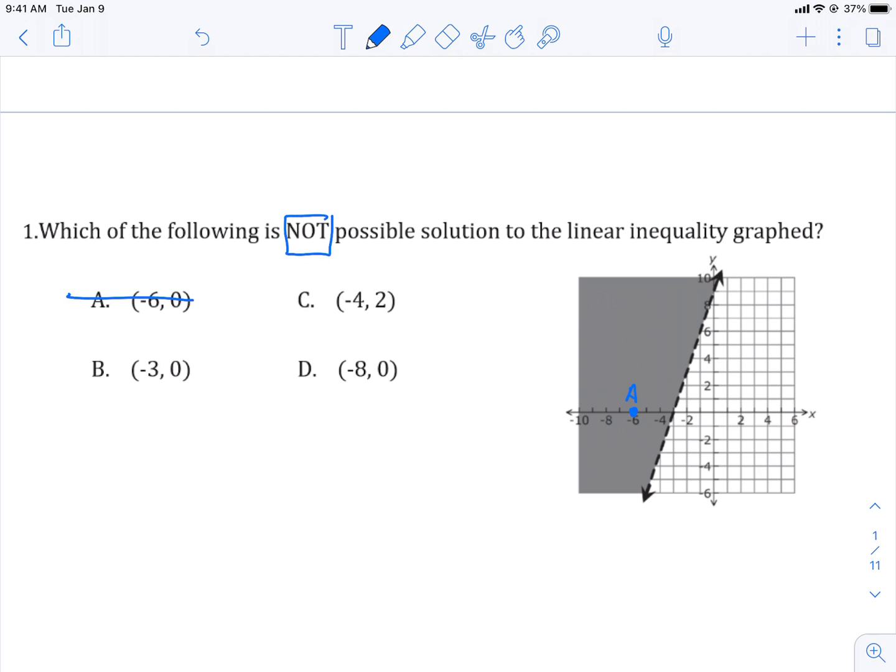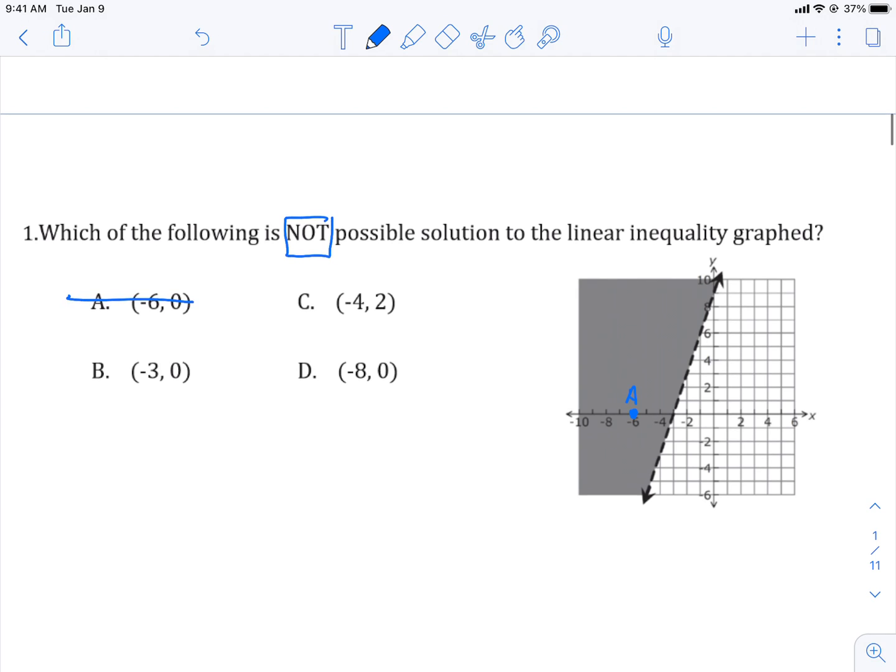Negative 4, 2. So we go negative 4 and we would go up 2. That's somewhere over here. Again, that's in the shaded area. That's not what we want. Negative 3, 0 is right here and it's on the line. Well, remember, because it's dashed, that means it's not part of our solution. So that could possibly be our answer.